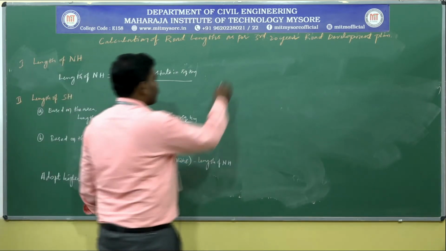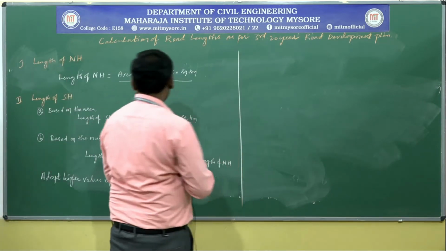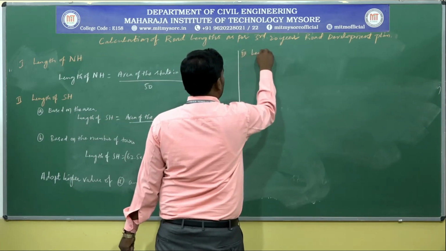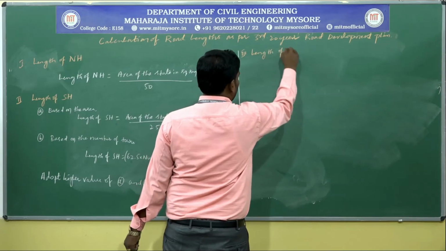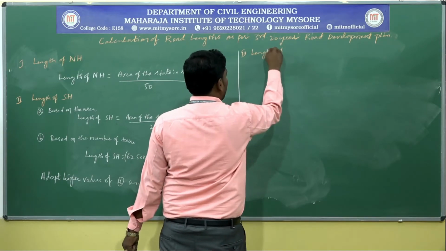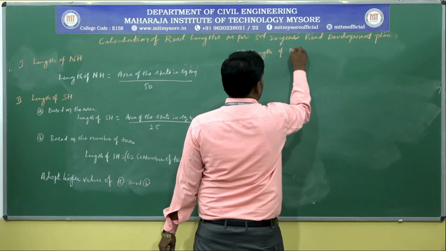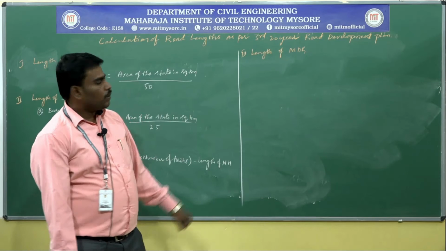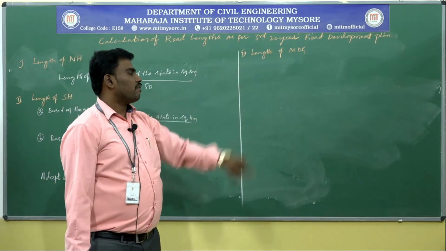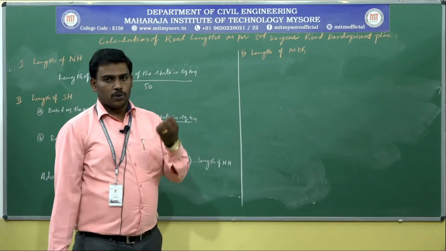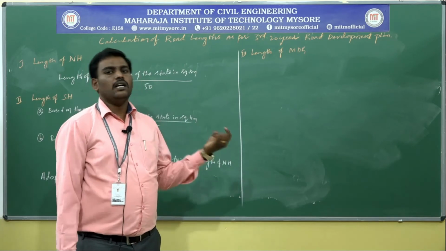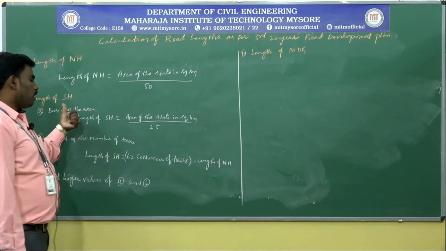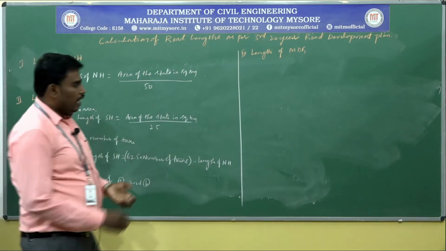Next I move on to the third step, that is length of MDR, major district road. For the calculation of length of MDR also we have two relations. One is based on the area and the other is based on the number of towns, same as for length of SH.